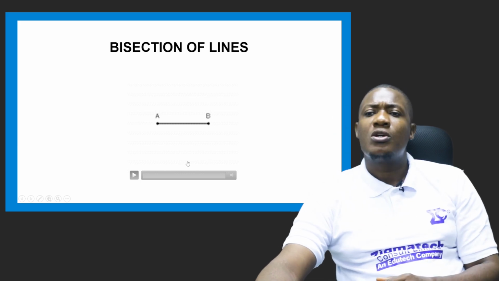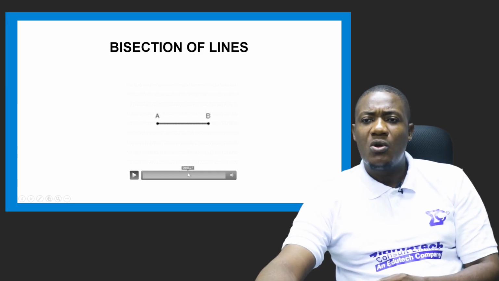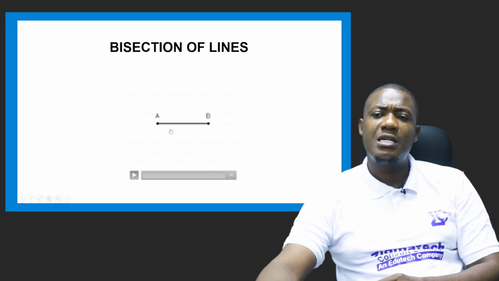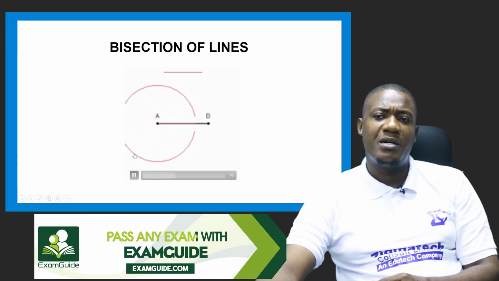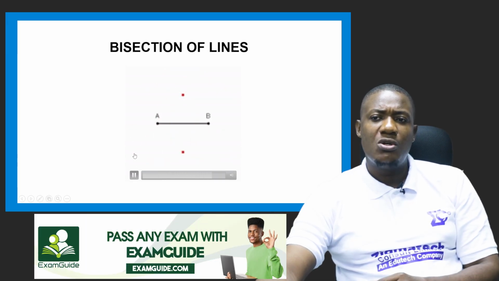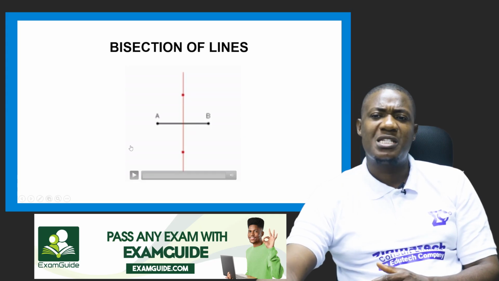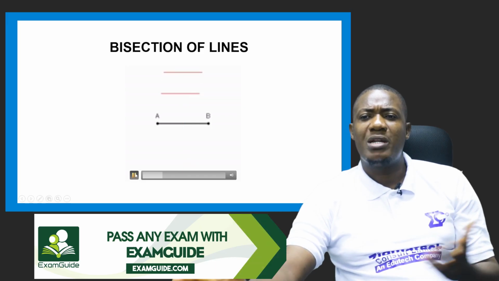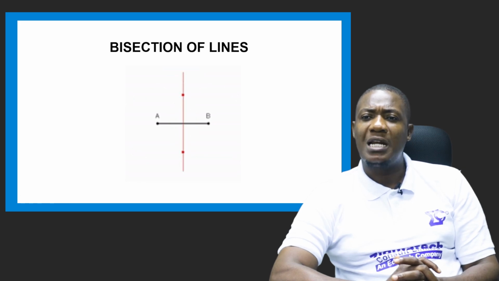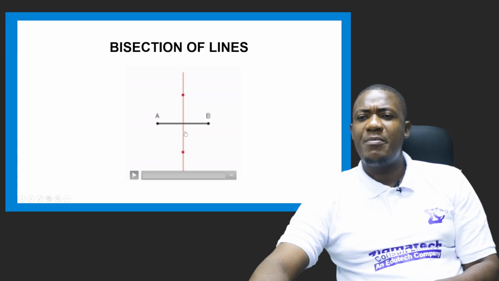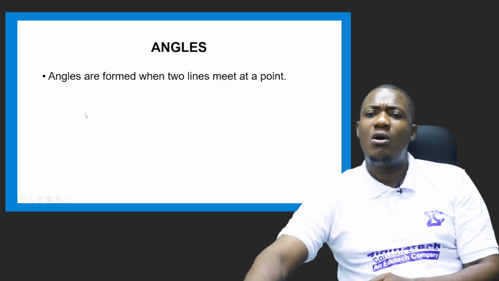When such is done, the point of intersection of the two arcs, up and down, join them. Once that is done, you have divided this line into two equal parts. I need you to see what I'm talking about. Let's say we have this line here. All you need to do is make an arc above and below. Then join the points of intersection of the arcs. That gives you the bisector of that line, the perpendicular. You see that line AB has been divided into two equal parts. We call it bisection of lines.